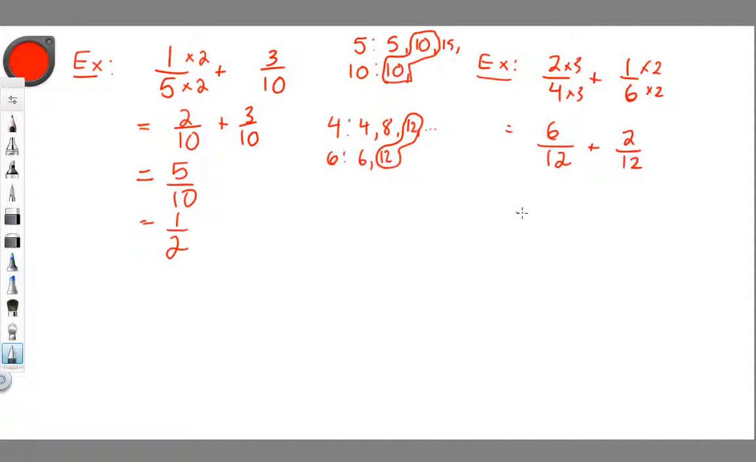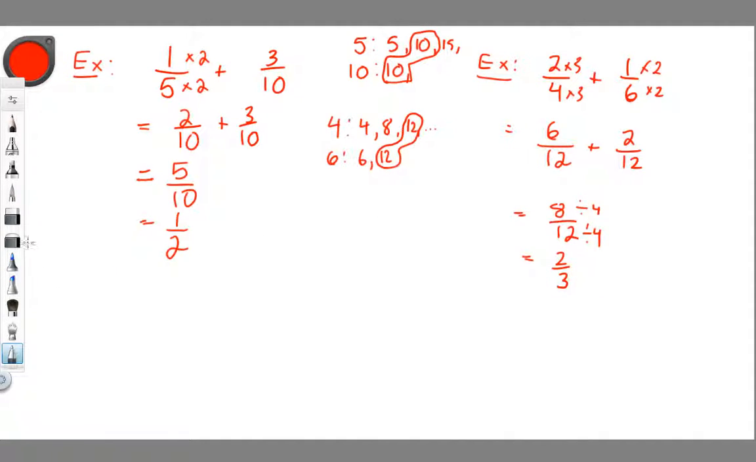And then I just add the top, so 6 plus 2 is 8, all over 12. And then I could reduce this down if I wanted to. They're both divisible by 4, so that would be 2 over 3. That might not be a necessary step at this point if you haven't done any reducing of fractions. But these are both divisible by 4, so I can divide them both by 4, and that reduces it down.